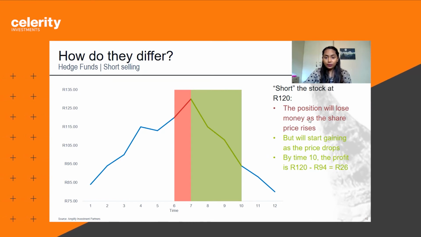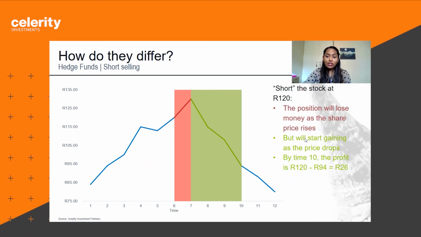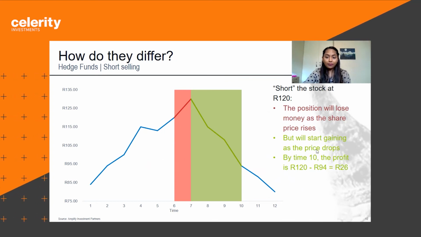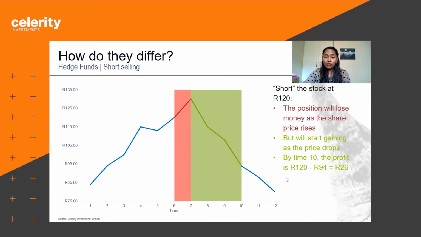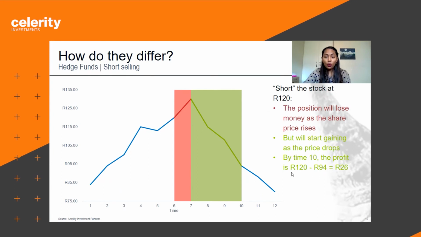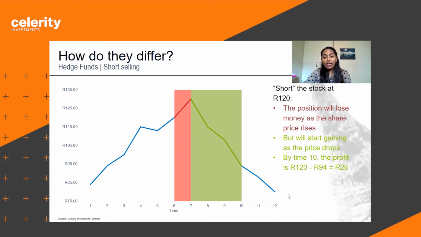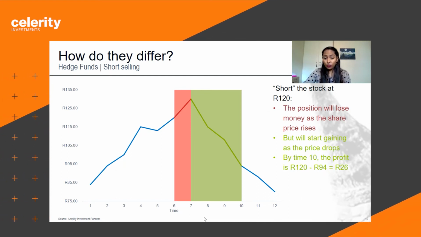and after a while profitable. By time 10, the manager might start feeling that the share price has fallen enough and is reaching fair value in the market. So he decides to close out his position by buying the share in the open market at 94 rand and returning it to the lender. This short trade has made the hedge fund manager a whopping 26 rand, while his long-only counterpart would have either lost money because the share price fell, or at least not made any money at all because he chose not to invest in a stock whose price he expected to fall.